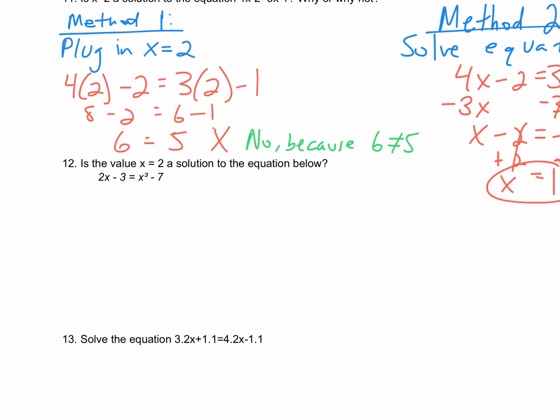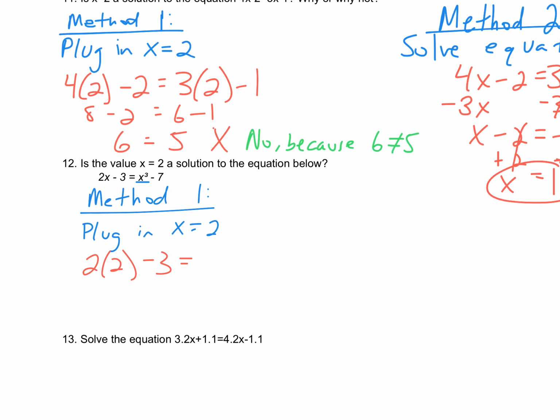Question 12, is the value of x equals 2 a solution to the equation below? So I give you a different equation, still checking if x equals 2. This one might be easier to do method 1, just because we have this x cubed, it's going to be hard to just straight up solve it. So method 1 might be the way to go. We're going to plug in x equals 2. So I've got 2 times 2 minus 3 equals 2 cubed minus 7.